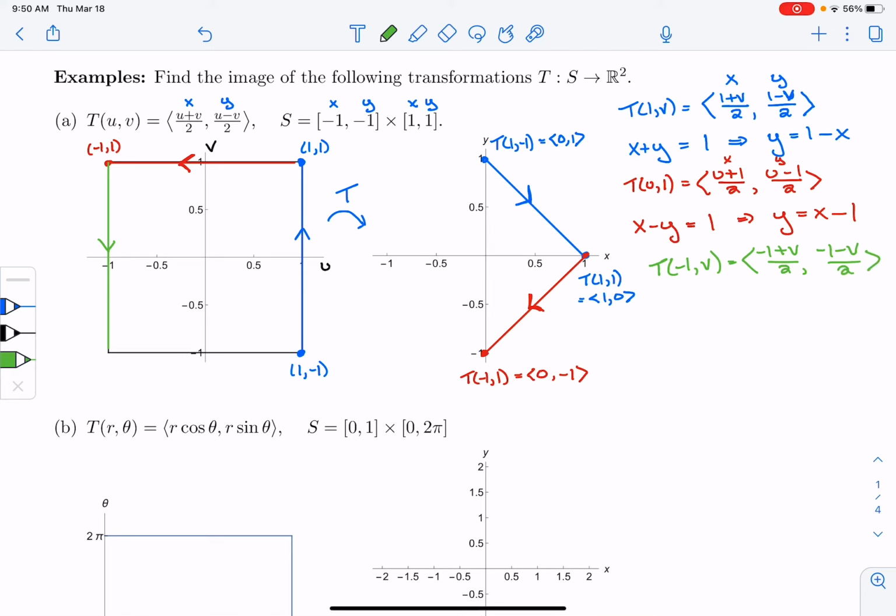I'll notice that if I add x and y together, that will cancel out the v's, and that will give me a negative 1. So that will tell me that y is equal to negative x minus 1. So I can then plot this line segment. Okay, this is the line segment y equals negative x minus 1.